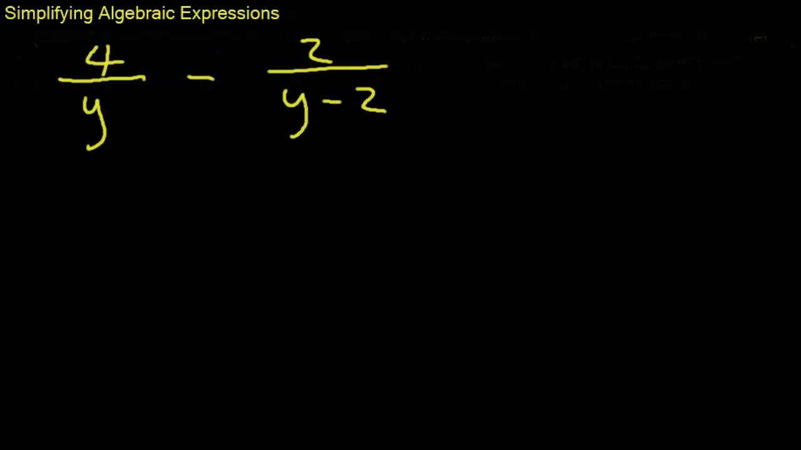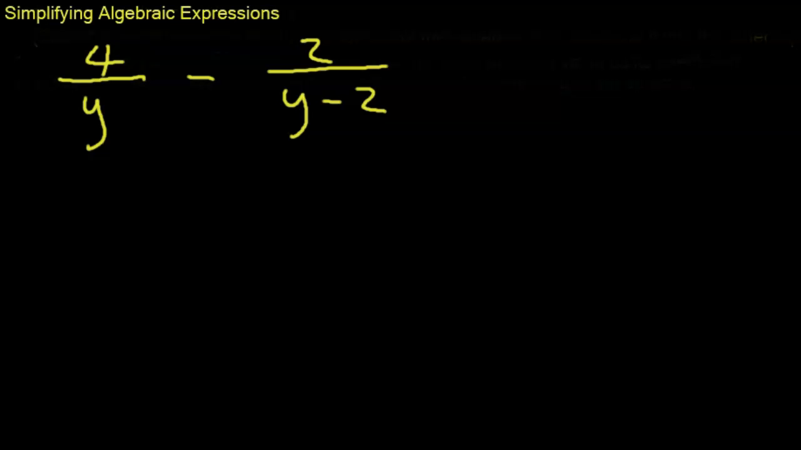Here is another expression that we want to simplify: 4 over y minus 2 over y minus 2. So we want to ensure that we have a common denominator. Alright? So we have y and we have y minus 2. So we need a common denominator.